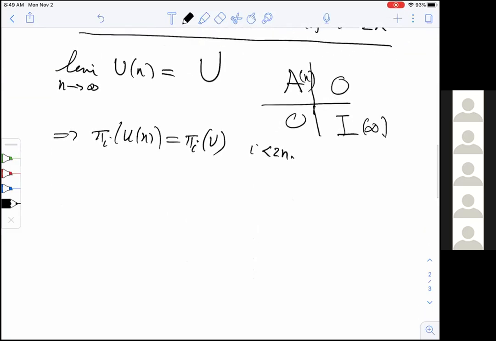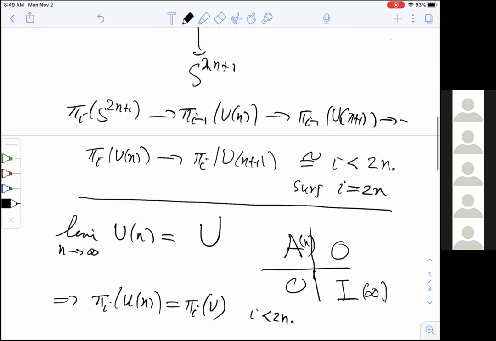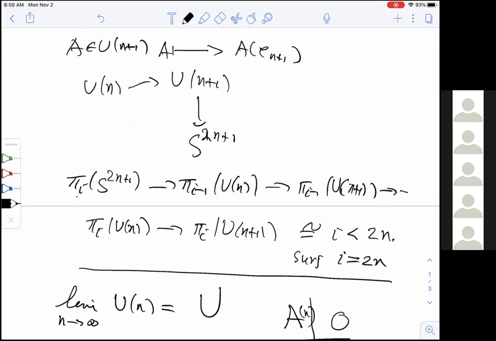In fact, if you go back to this fibration, you can now iterate and you see a tower of fibrations. So U(n+1) is made of a tower of fibrations where the bases are the odd spheres from S^1 up to S^(2n+1).